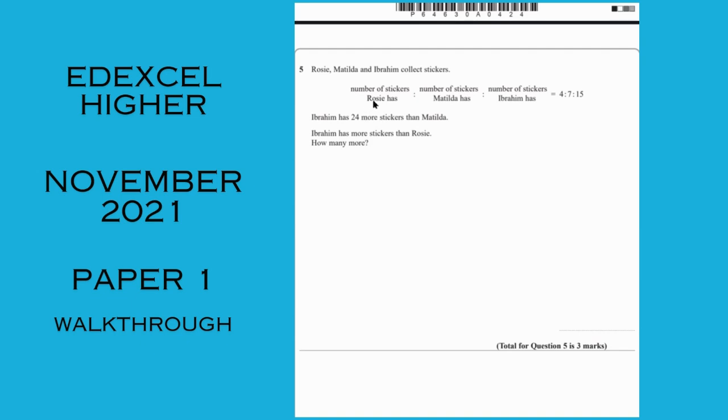Number 5, our old friends, wordy ratio questions. As soon as I see it left to right, I don't like the look of that. I always go and line them up. R, M, I is 4 to 7 to 15. I has 24 more stickers than M. Well, no, they don't. They currently have 8 more. That means we need to treble everything.